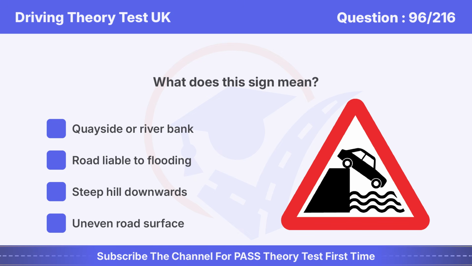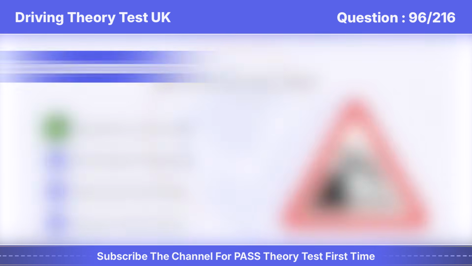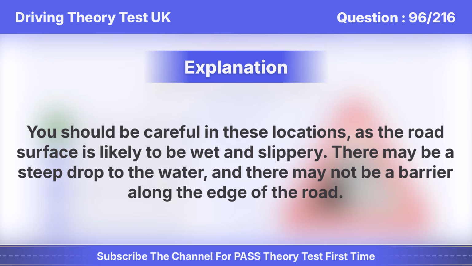Question 96. What does this sign mean? Answer is A. Quayside or river bank. You should be careful in these locations, as the road surface is likely to be wet and slippery. There may be a steep drop to the water, and there may not be a barrier along the edge of the road.